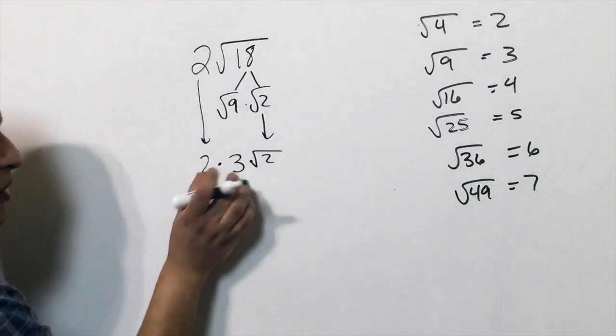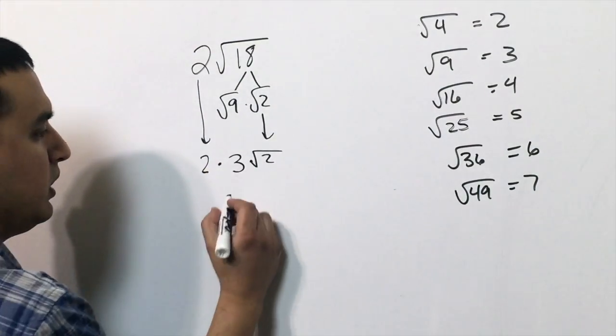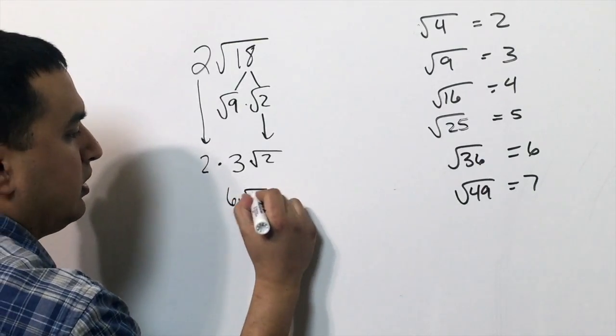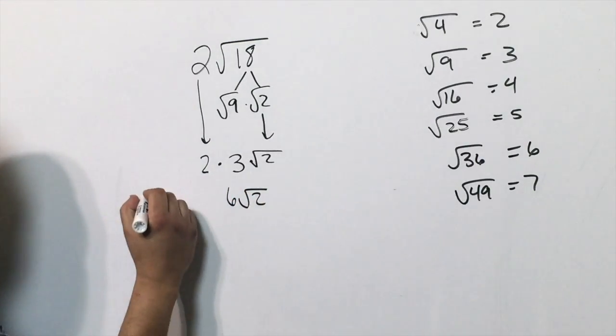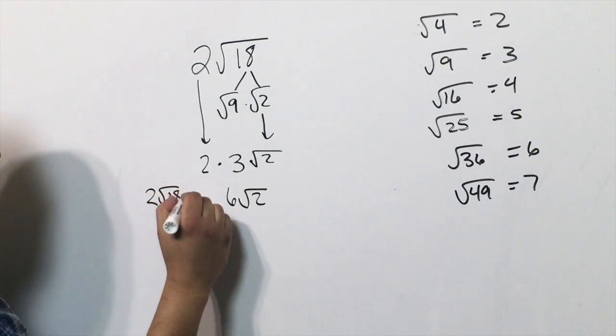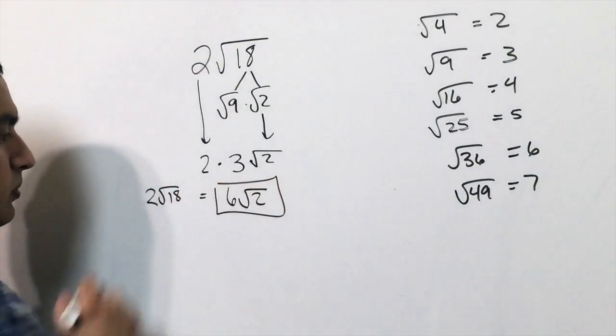So to simplify this, we just multiply these 2 outside numbers. That's going to be 6, and then square root of 2. So the simplified radical of 2 square root of 18 would turn into 6 square roots of 2.